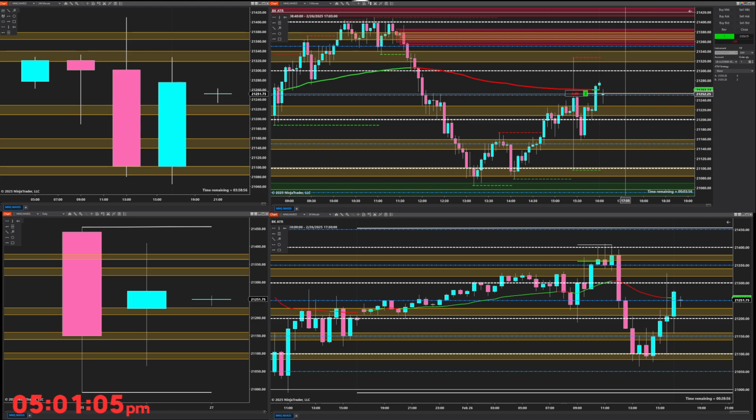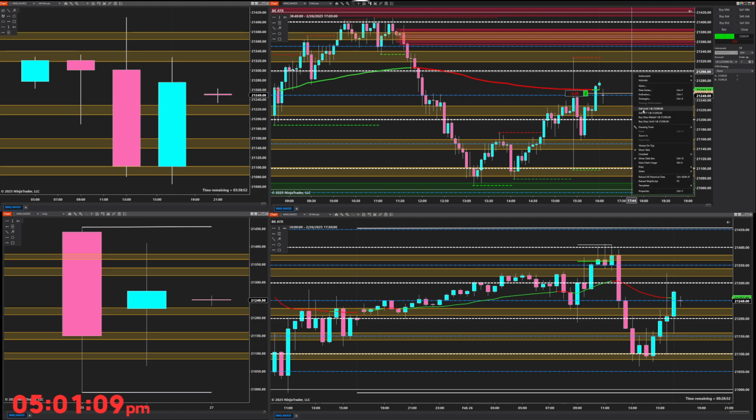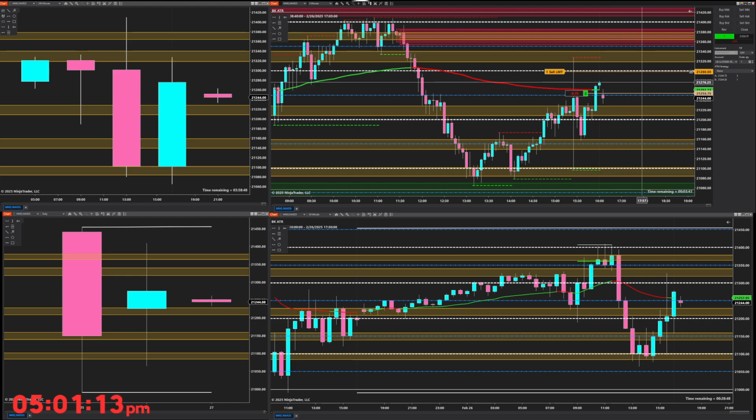Which is fine. This is where I'll get out, to the short side, if I can. My target's up there, so we'll see if price can get up there. But it already closed this gap a little bit, which I don't like. I'll have to add another long position here if I can get those.